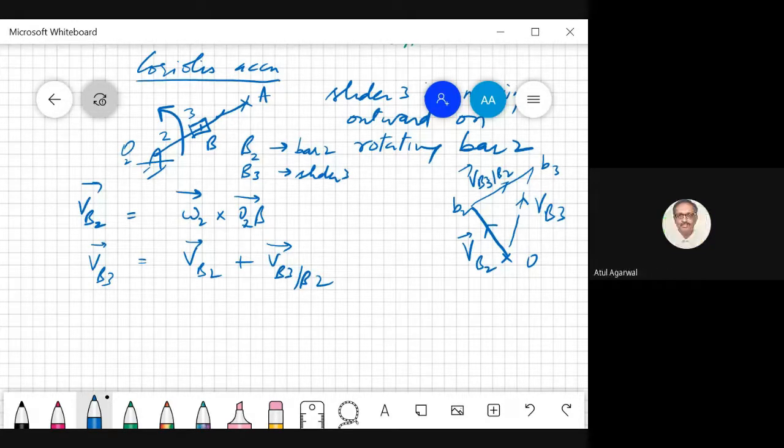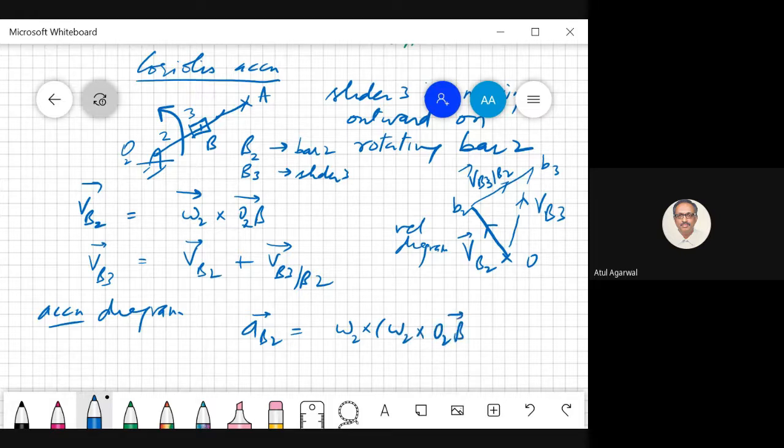Now if you want to draw the acceleration diagram, this is the velocity diagram. Acceleration diagram, how do we do it? Acceleration of B2 first. That is simple. Omega 2 cross omega 2 cross O2B plus alpha 2 cross O2B. Any problem? This is what we did earlier. Yes sir, clear.